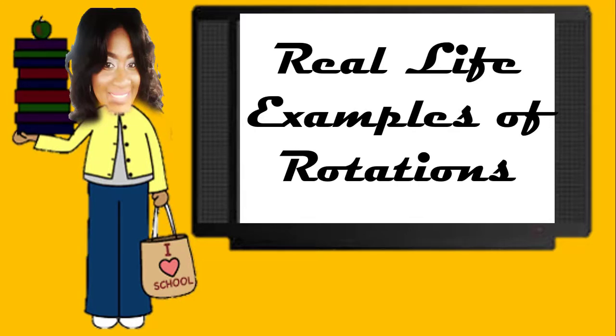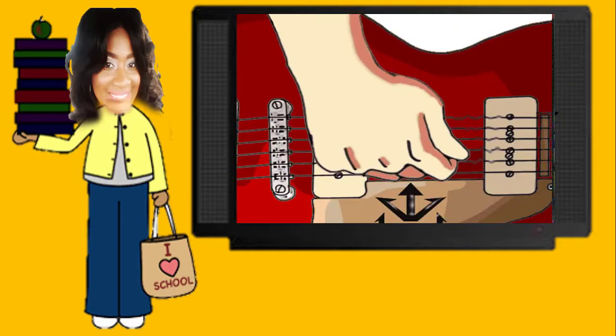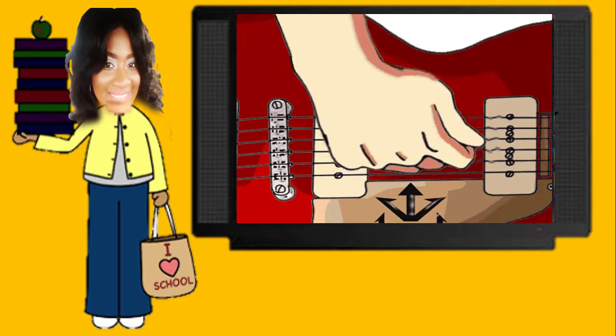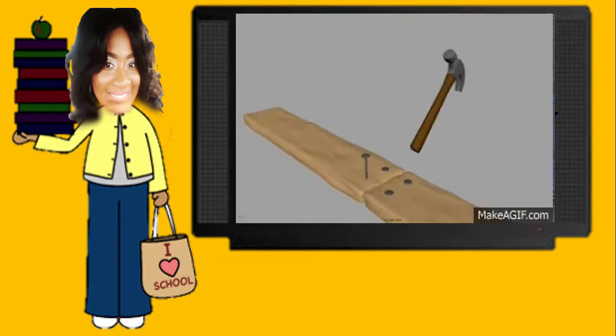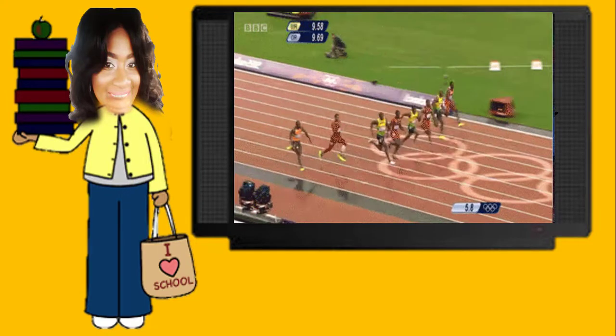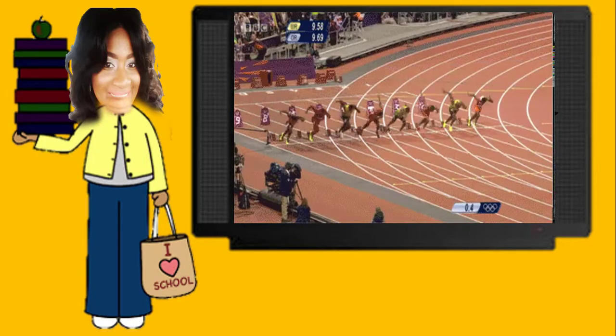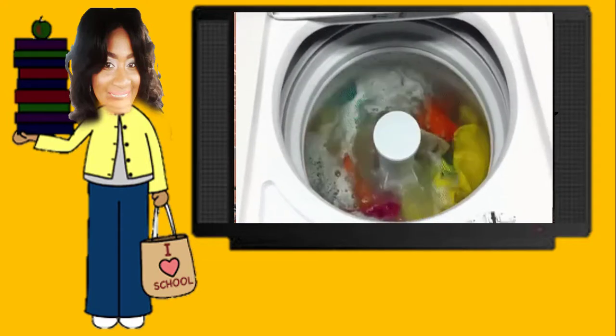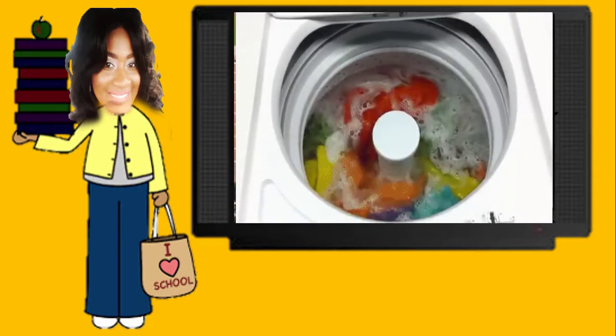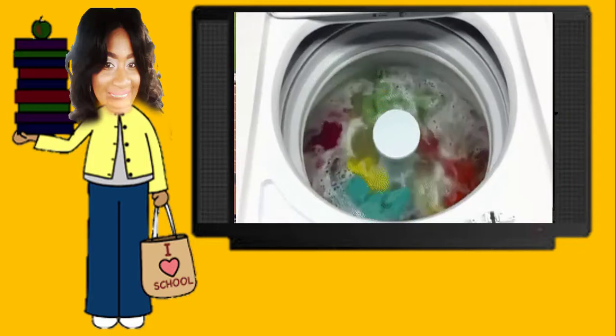Real life examples of rotations. First, we have strumming a guitar. Next, we see a hammer hitting a nail. Now we see track runners running on a track. And another example is the agitation of a washing machine.